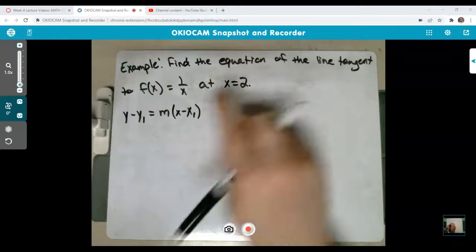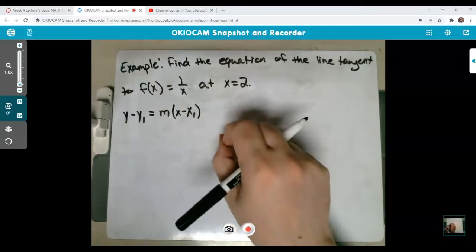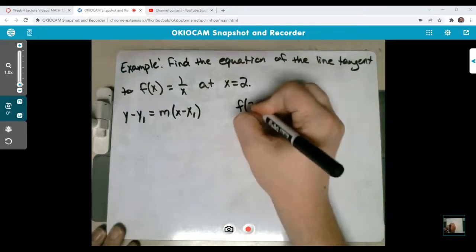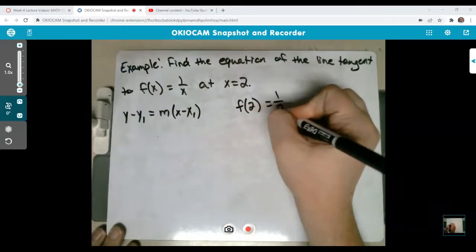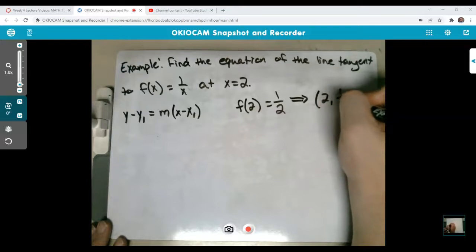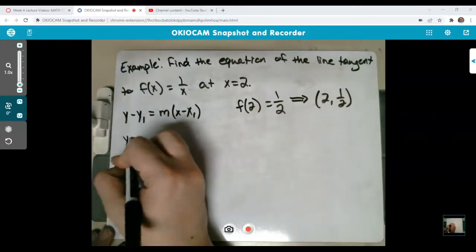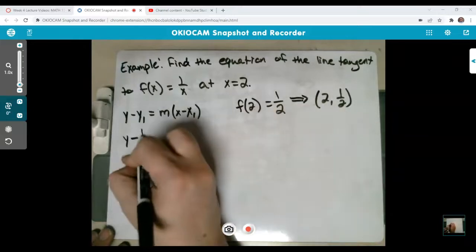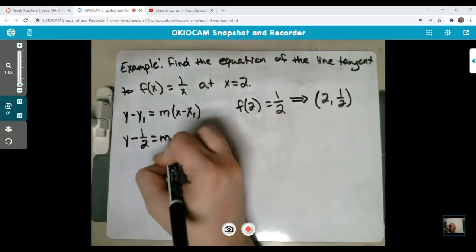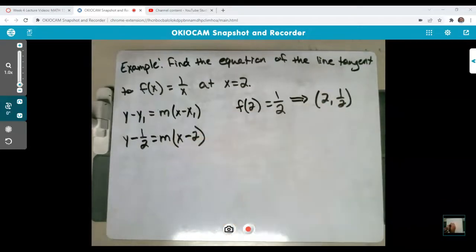So first thing I need is a point. I can get a point by plugging in 2. f of 2 is equal to 1 over 2. So that gives me the point 2, 1 over 2. So again, y minus the y that I know, which is 1/2, is equal to m, which I don't have yet, times x minus the x I know, which is 2.